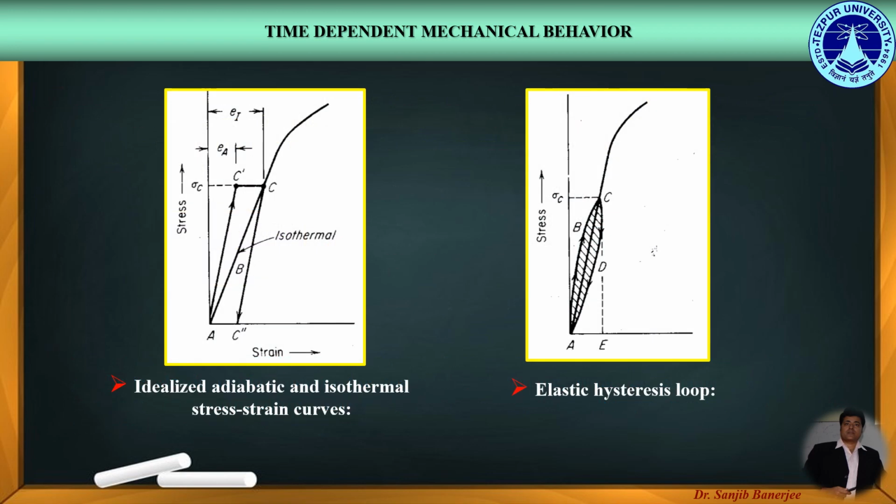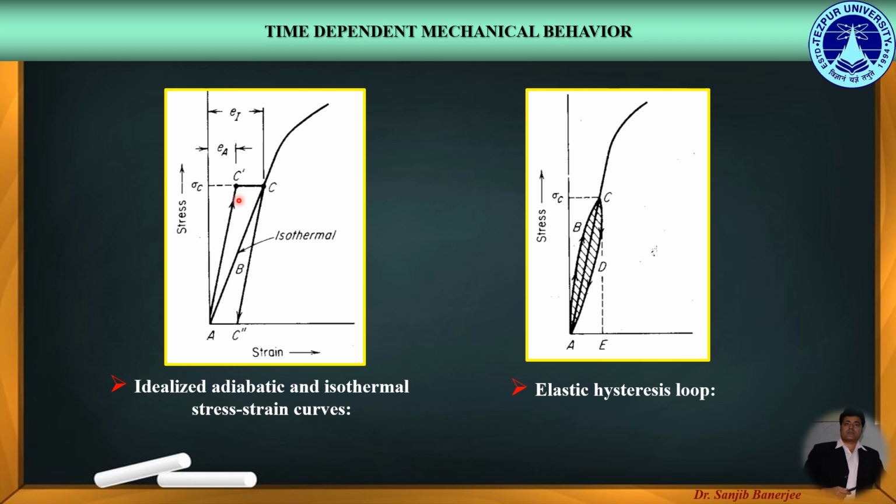In this section, we will study the adiabatic and isothermal stress-strain curves. If a specimen is stressed elastically at a very slow rate so that it is in thermal equilibrium with its surroundings, it will follow the path A, B, C as shown in this stress-strain curve, and the path C, B, A on unloading. However, if the specimen is loaded rapidly to stress sigma C so that there is no time for thermal equilibration with the surroundings, the temperature of the specimen will decrease a small amount and the specimen follows the path A C' as shown in this figure.